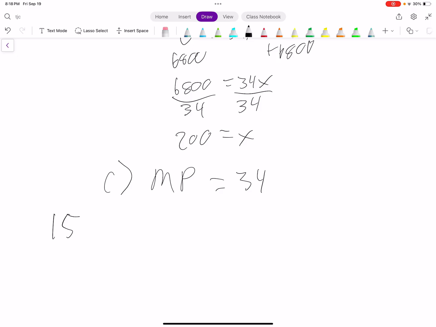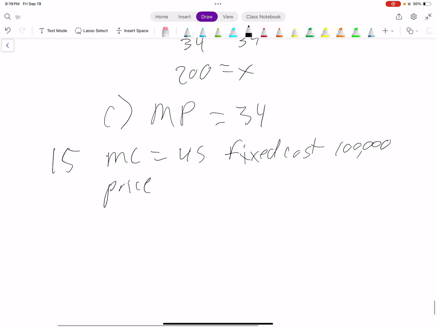15 is very similar to 14. It's just, instead of giving them the equations, they give us a variable cost, or marginal cost. That's what they call it in the thing. Marginal cost equals 45, and then they have a fixed cost equals 100,000, and the price of the product you're producing is 450. Okay, and then you're going to run through the same problem.